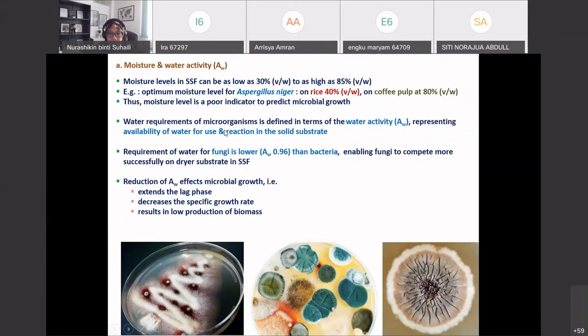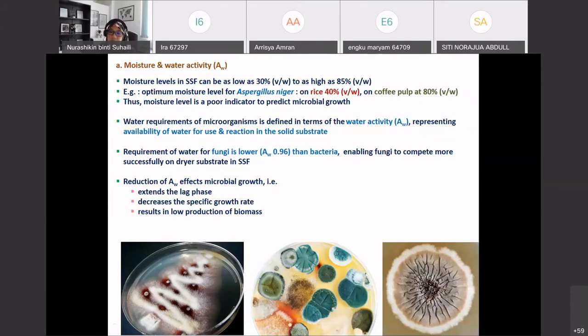The water requirement of microbes is defined in terms of water activity, AW, representing the availability of water for use and reaction in the solid substrate. So every microorganism has its own AW value, okay? And generally for fungi, the AW is lower than for bacteria. So what does it mean? It means that fungi do not require as much water as bacteria. The water requirement is low. So it means that fungi can grow on drier substrate, like in SSF.